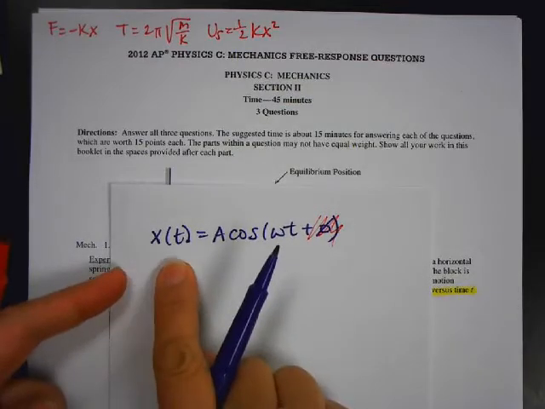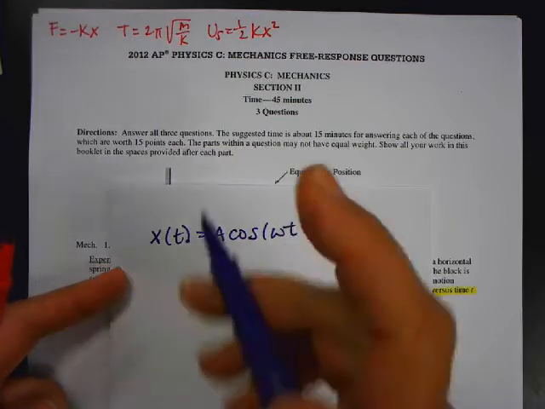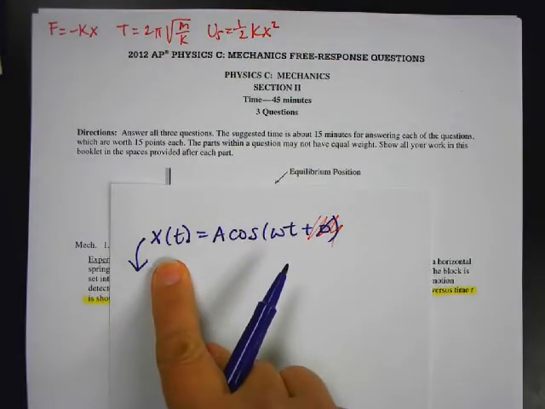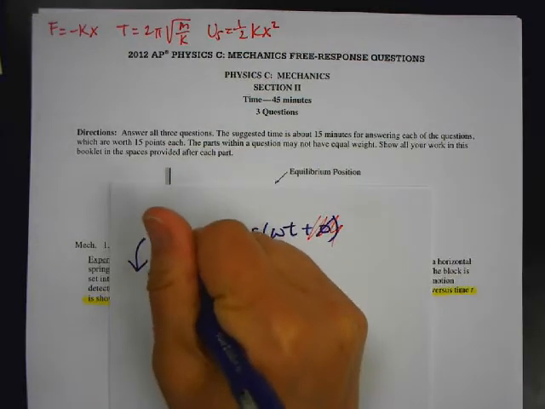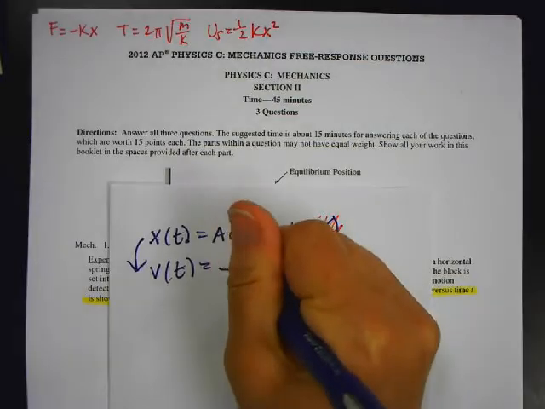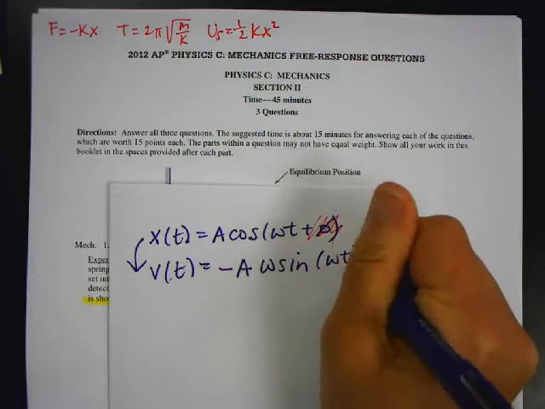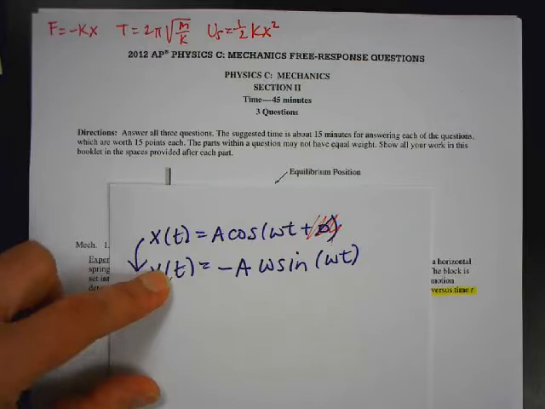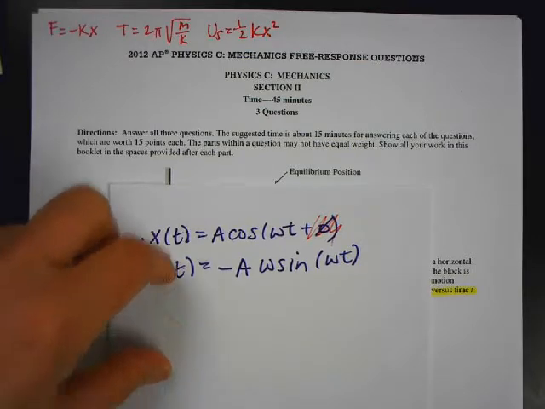First of all, they're not asking me for the position versus time. They're asking me for the velocity versus time. Now, what you can do is take the derivative of this, or you may already have remembered what the derivative is, because we had that on our handout, that v of t is equal to minus A omega sine omega t. So you have a choice. You can either have the position as a function of time and do the derivative, or you can just remember what the velocity is as a function of time already.